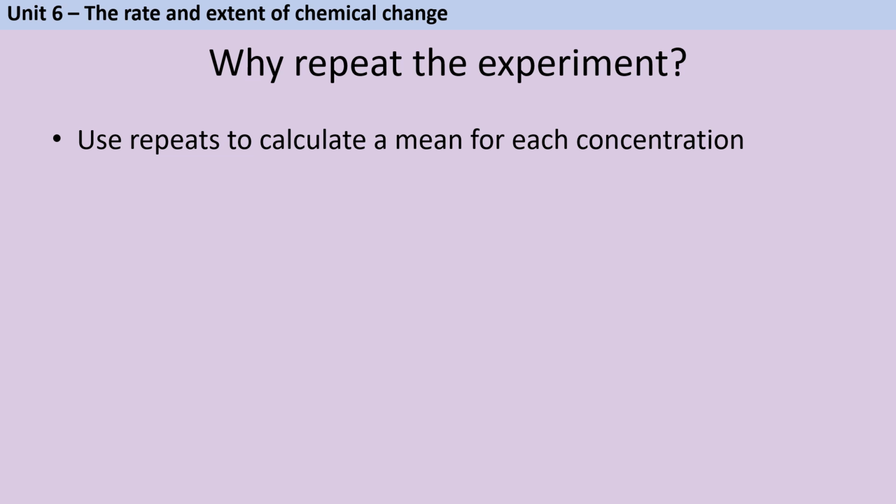But why do we do this? Well, it's to reduce random error. So this is normal fluctuation around the mean that happens just because of things like changing temperature in the room. And by taking a number of repeat readings and calculating a mean, we're going to reduce this random error.